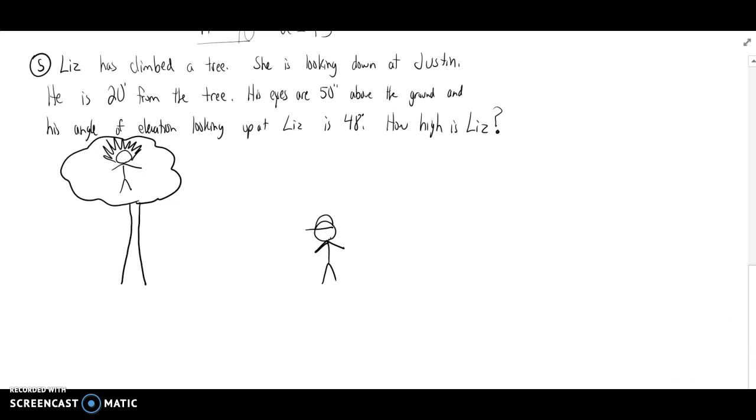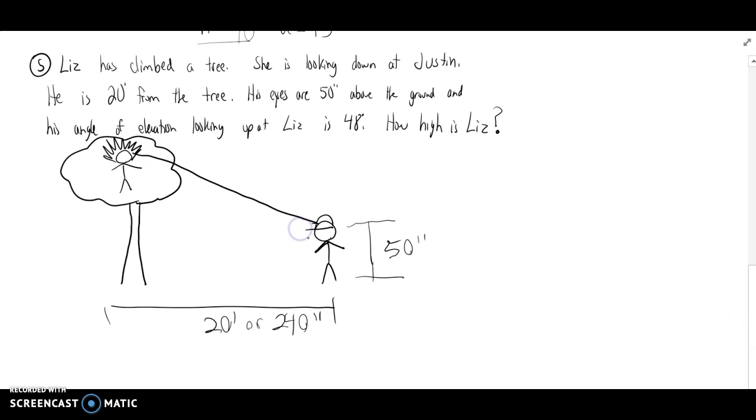Alrighty. So Liz has climbed a tree. She's looking down at Justin. He is 20 feet from the tree. So draw the line 20 feet away from the tree, and in inches that's 240. Everything else is in inches, so we're going to put it that way. And his eyes are 50 inches above the ground. So let me draw that right there. And then the angle of elevation, looking up at Liz from the boy, is 48 degrees. So that would be here on the triangle.